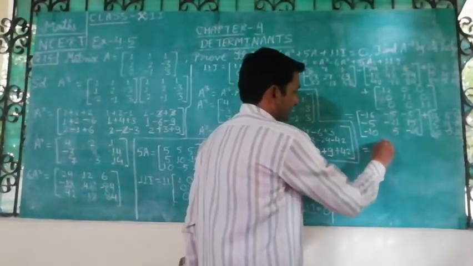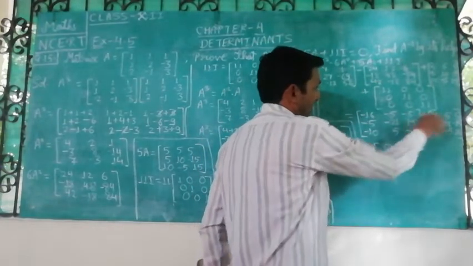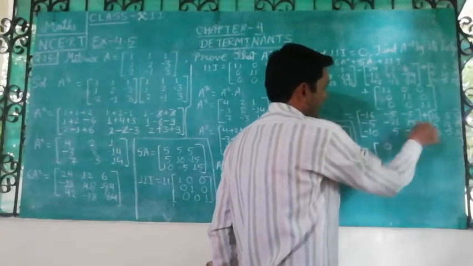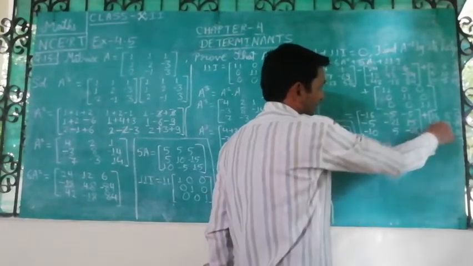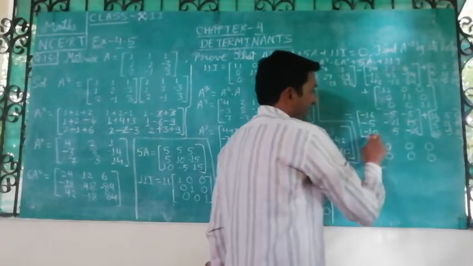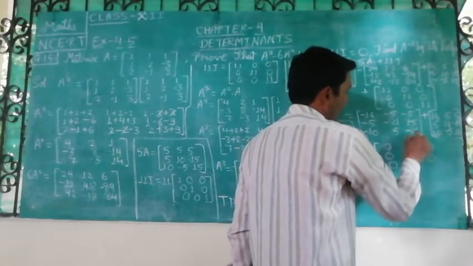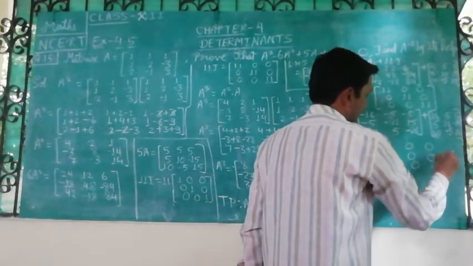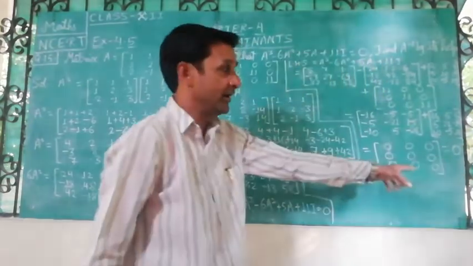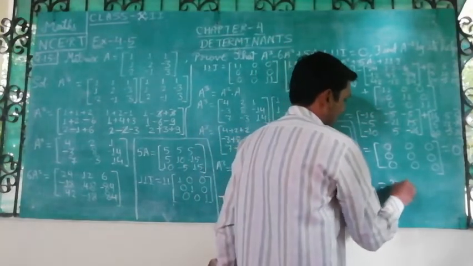So what is the final conclusion? Minus 16 plus 16 is 0. Minus 5 plus 5 is also 0. Minus 5 plus 5 is again 0. Minus 5 plus 5 is again 0. And minus 21 plus 21 is again 0. 15 minus 15 is also 0. Minus 10 plus 10 is also 0. 5 minus 5 is again 0. And minus 26 plus 26 is also 0. So it is a 0 matrix which can be written as O. So it is equal to RHS.